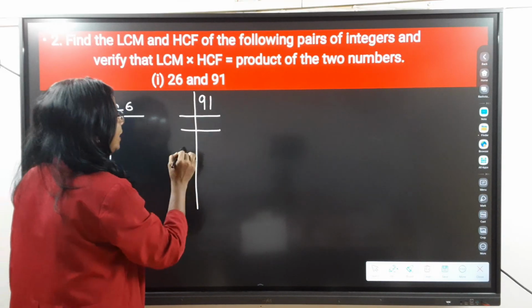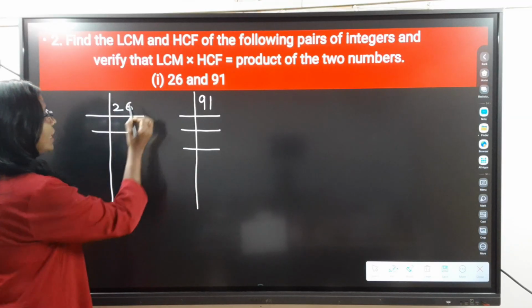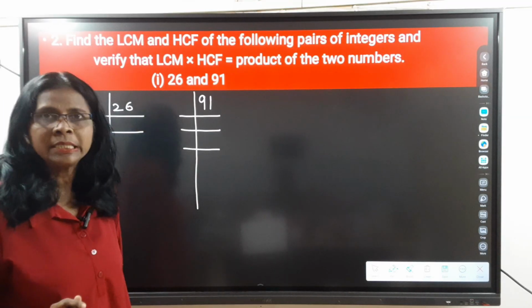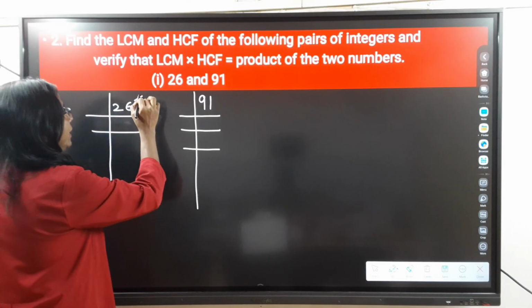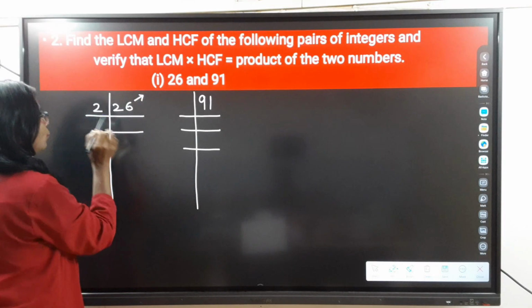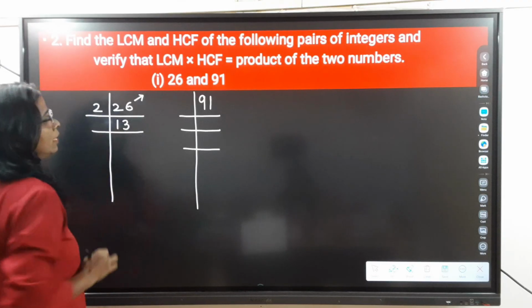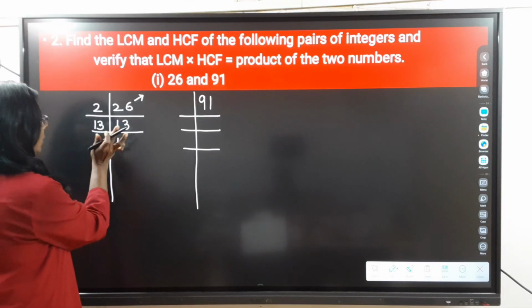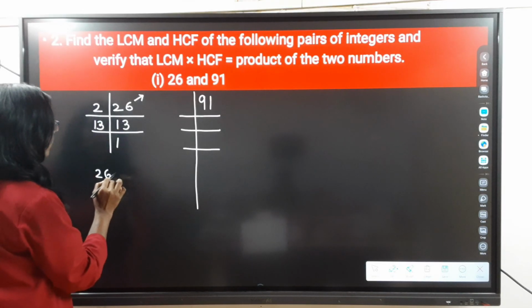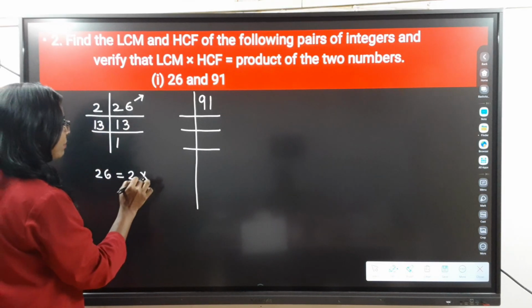So here I arrange this pattern. Now 26. First factorize 26. At the unit place there is a 6, so 26 is divisible by 2. So here I write 2. 2 ones are 2 and 2 threes are 6. Now 13 is a prime number, students, so I write here 13 ones are 13. So the factorization of 26 is 2 multiplied by 13.